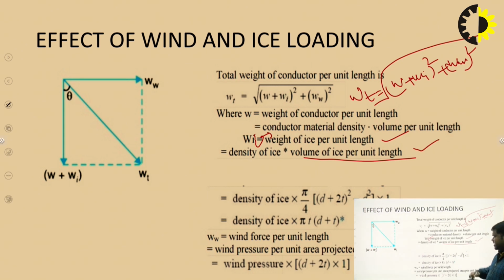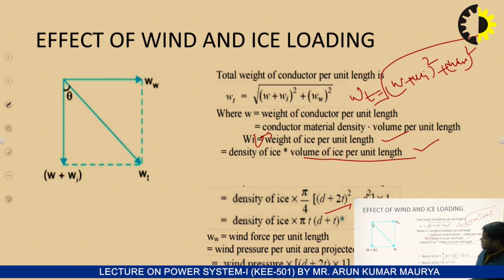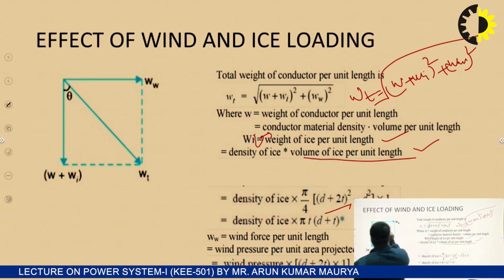So the density of ice into pi by 4 times ((d plus 2t) whole square minus d square) into 1, and density of ice into pi into t, where t is the thickness, (d plus t). So W wind, the wind force per unit length, equal to wind pressure into (d plus 2t) into 1. So this is to be seen as A.